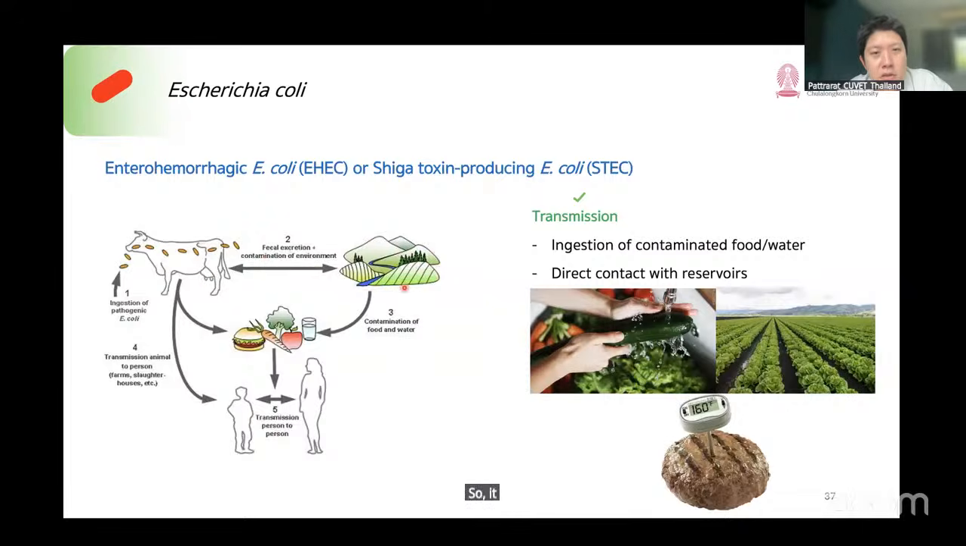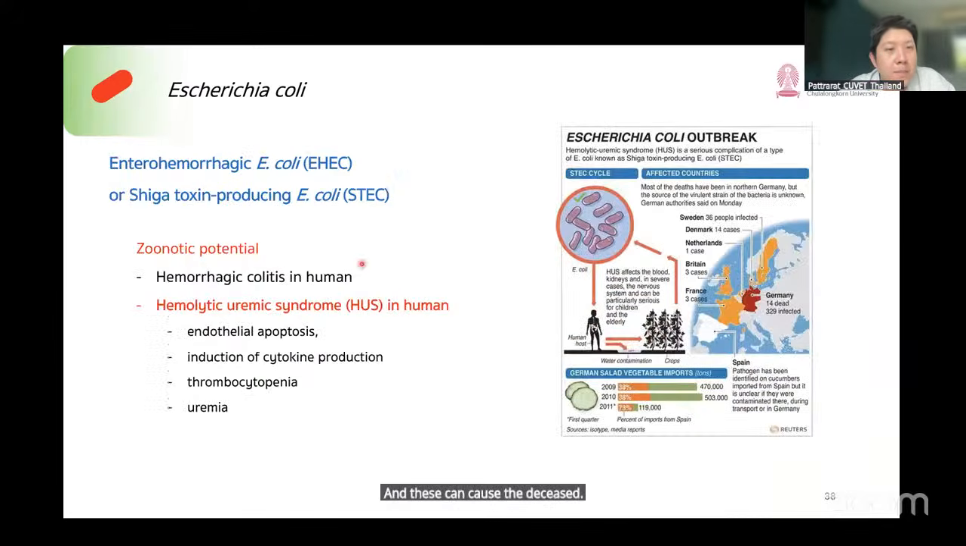So EHEC contaminates the environment and also contaminates food, like when we cook a hamburger medium rare. The inside is not well cooked, and if there is contamination of EHEC, we can ingest it and this can cause the disease. So this is a zoonotic pathogen. EHEC is a zoonotic pathogen that causes hemolytic uremic syndrome, or HUS, in humans.